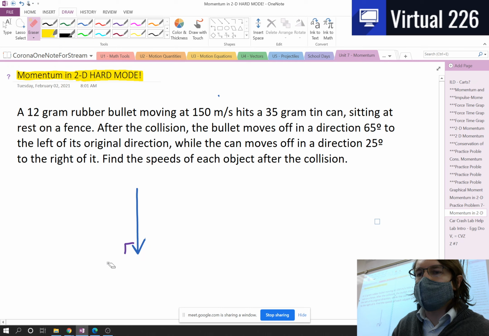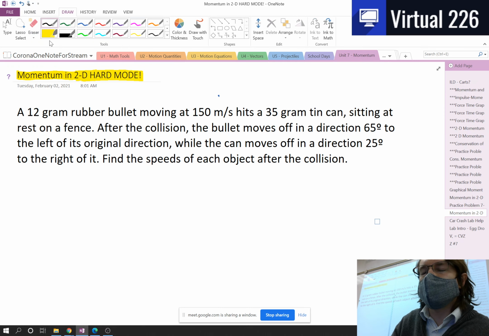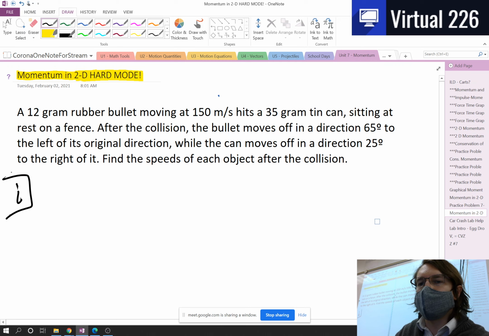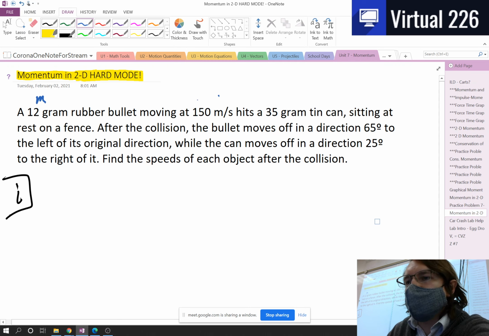This is the second to last problem of the practice sheets for this unit. It's the first one of the E4. And because we have momentum here with an initial and a final component, let's first start by drawing our initial setup. What we have to begin with is a 12-gram rubber bullet. So there's the mass of our bullet. And it's moving at 150 meters per second. So there's the initial velocity of that bullet.